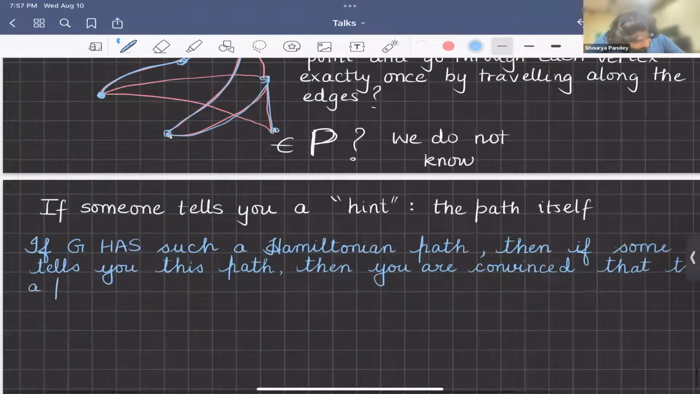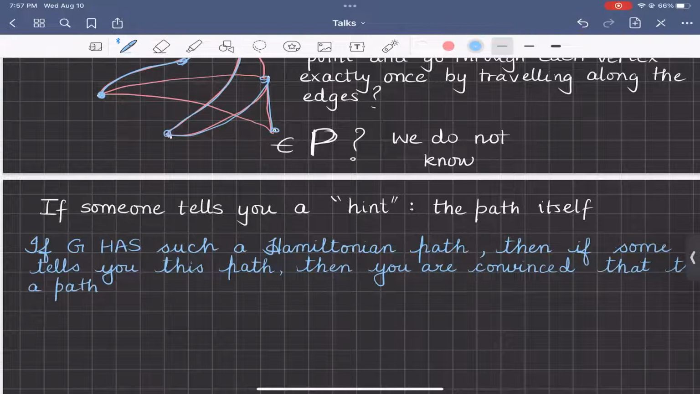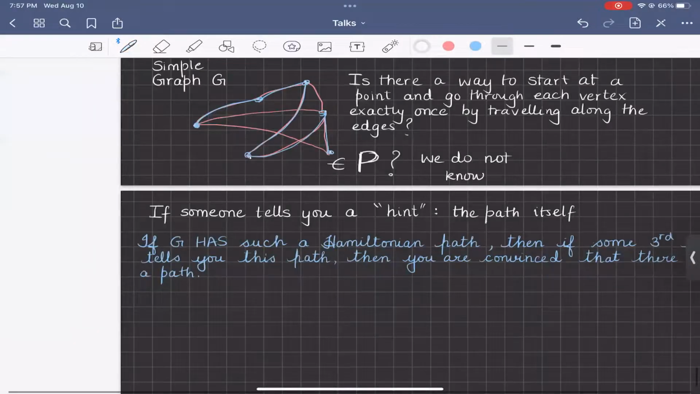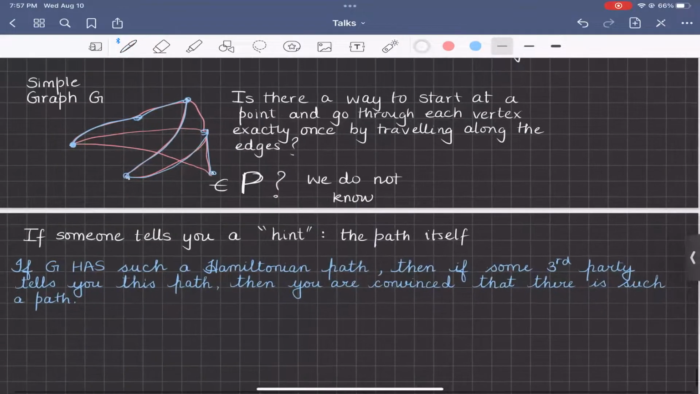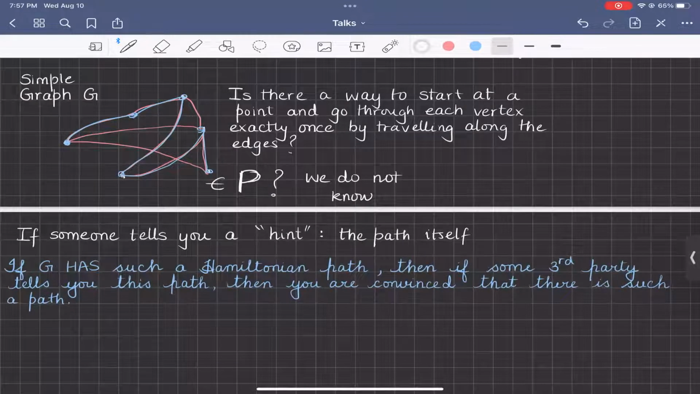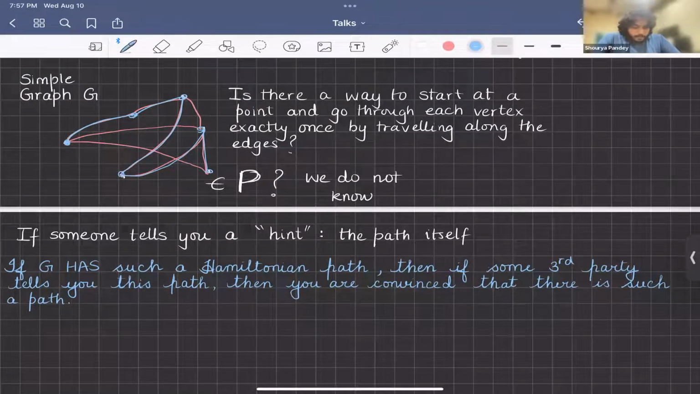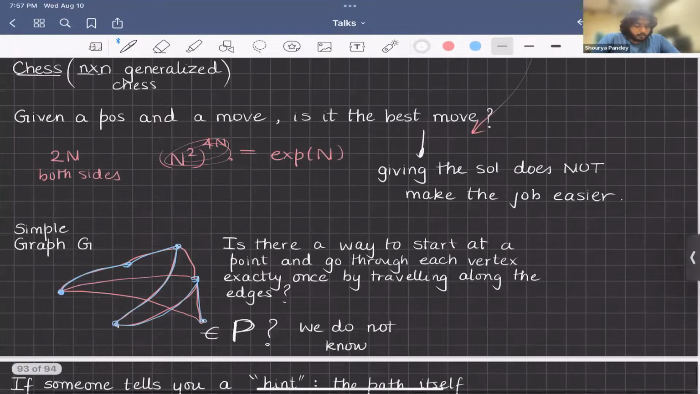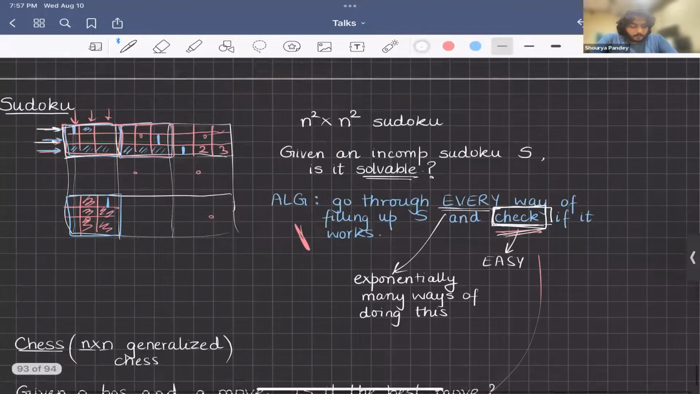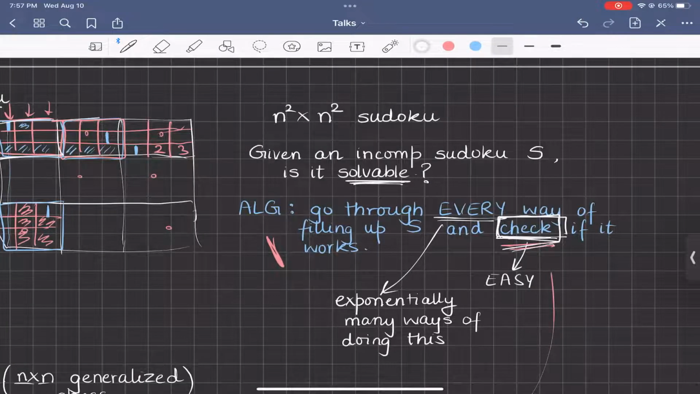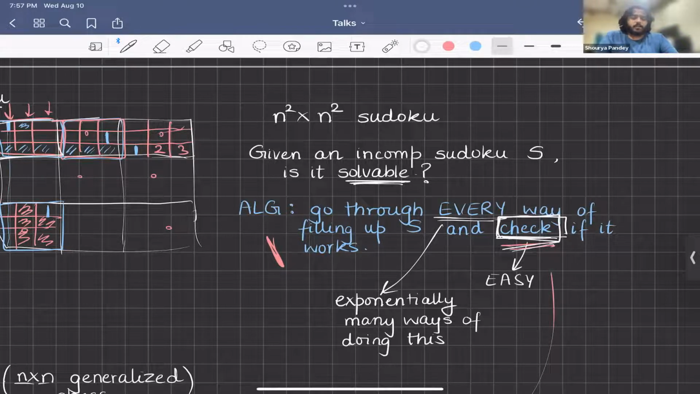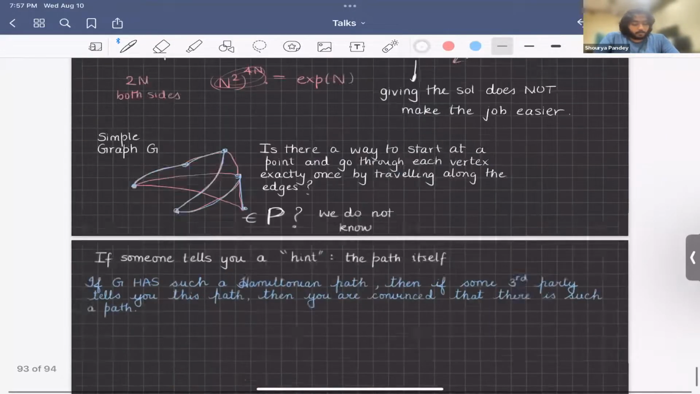A similar thing happens in the Sudoku puzzle, right? In the Sudoku puzzle, you just need the solution. If it is solvable, then the third party can just tell you the solution. For example, at the back of the newspaper, you can look at the solution and be convinced by checking it yourself that indeed this is correct.